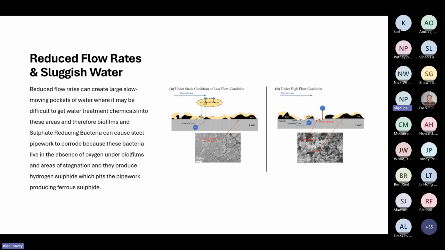This is all related to closed systems where the water quality has not been managed particularly well, and biofilms get a chance to establish themselves. And this sulfate reducing bacteria, which is very common in heating systems, doesn't need oxygen at all. It's in the absence of oxygen, it lives. It lives under the biofilm, and it happily produces hydrogen sulfide, which pits the pipework, and you get corrosion. So sluggish water, poor water quality can lead to biofilms and could lead to corrosion.